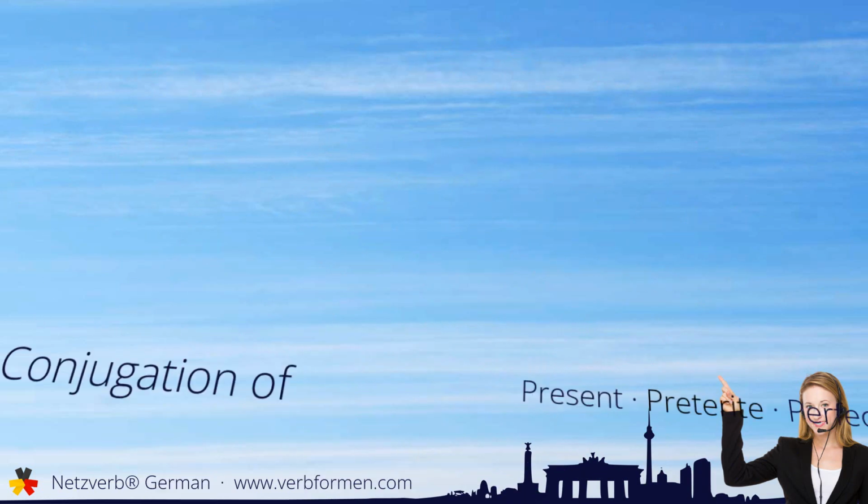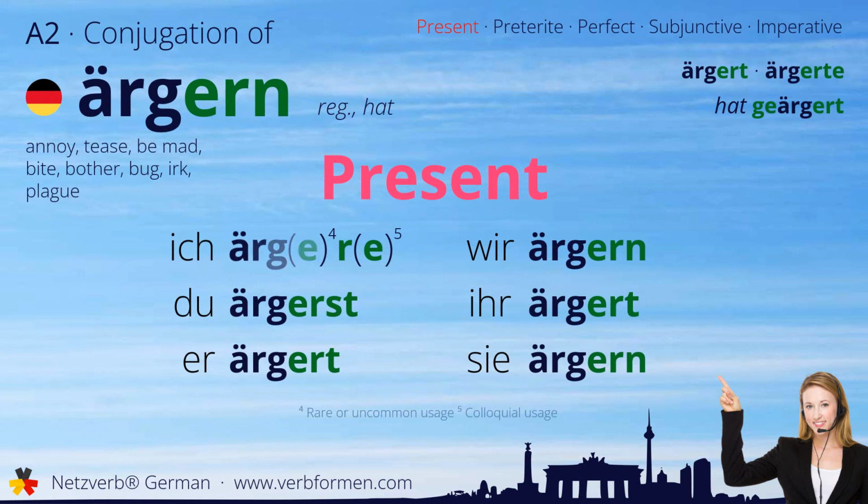First, we'll take a look at the present tense. Ich ärgere. Du ärgerst. Ärgert. Wir ärgern. Ihr ärgert. Sie ärgern.